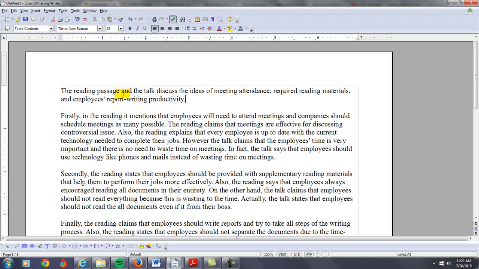Even though you didn't show that the reading passage and the talk are different or oppose each other, you're putting them together, explaining the main points, but you didn't include all the main points. So this is how I would revise your introduction. So the reading passage in the talk discussed the ideas of meeting attendance, required reading materials, employees report writing.